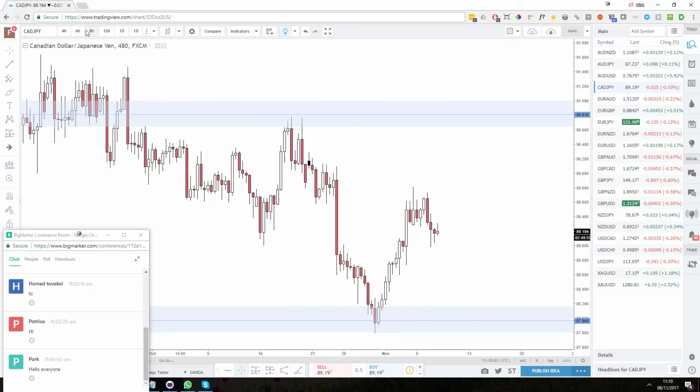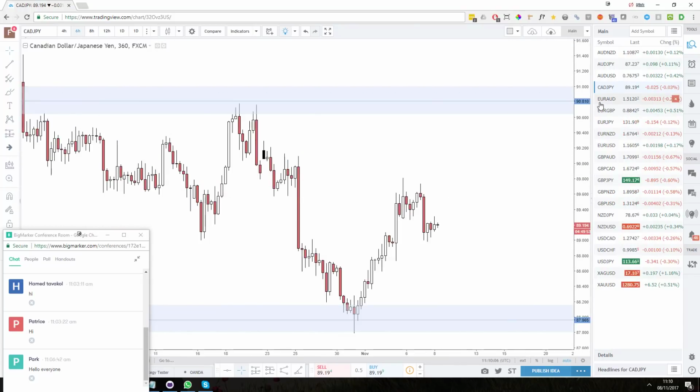CAD-JPY is currently forming in between support resistance, so there's nothing that I would want to trade there.